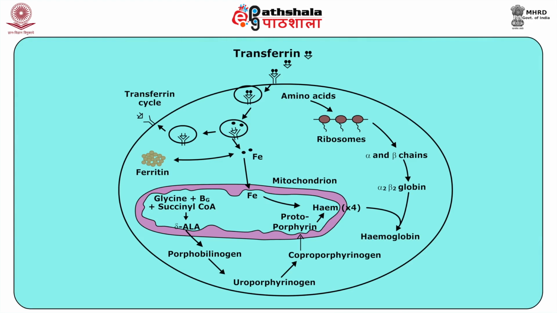The synthesis of heme begins with the condensation of glycine and succinyl coenzyme A to form alpha-aminolevulinic acid in the mitochondrion of the cell. So, this part of the reaction is happening in the mitochondrion of the cell.